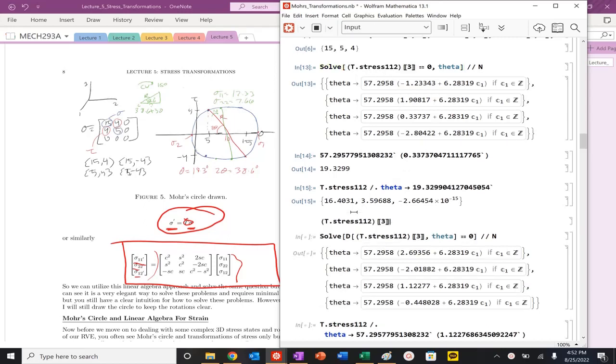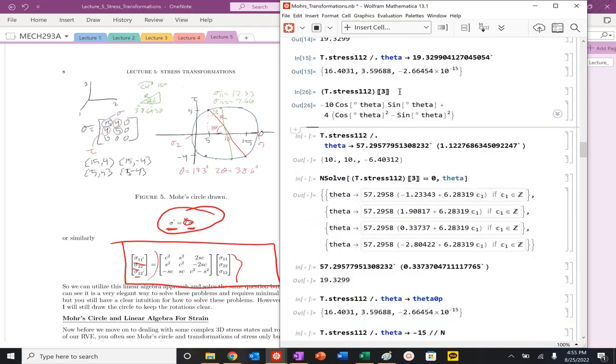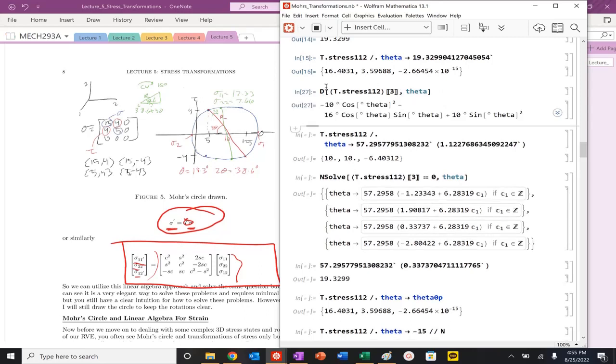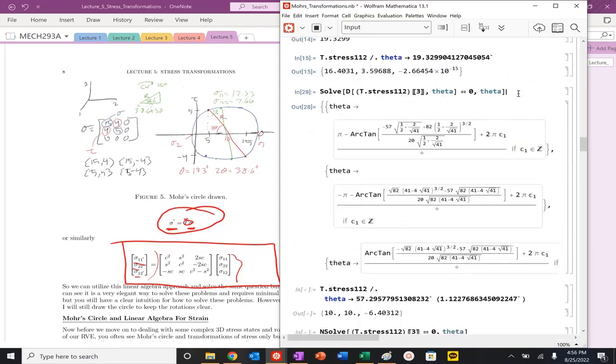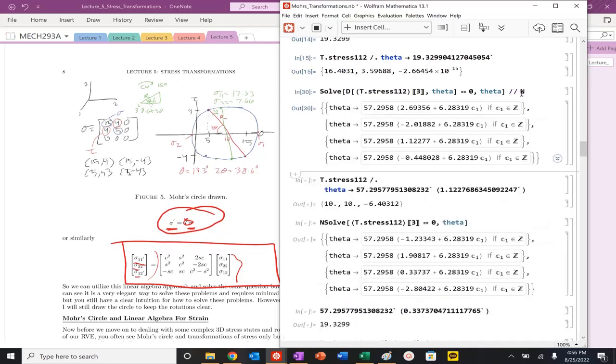So this is my equation. If I want to maximize my shear stress, to find my location of maximum shear, I need to take the derivative of this. I need to find the maximum of a function, right? So take the derivative. When does this equal 0? Solve it for theta, and do it numerically. Always forget: not little n, capital N. And then I could find that rotation.